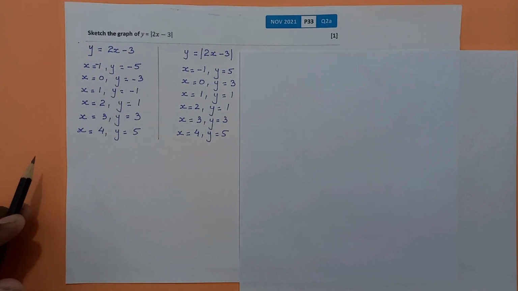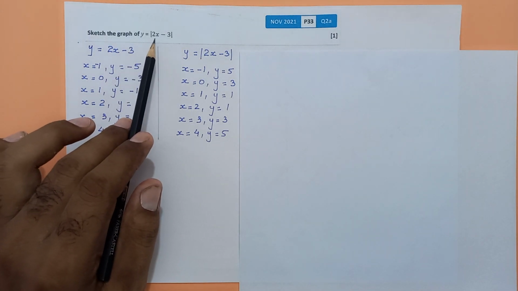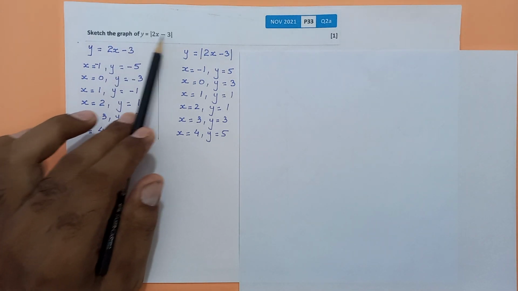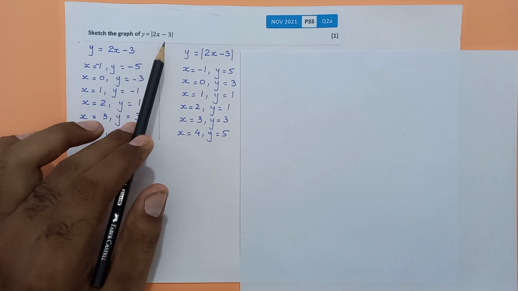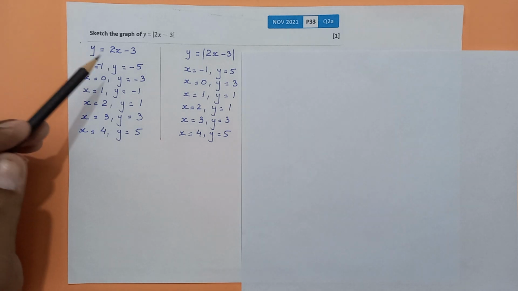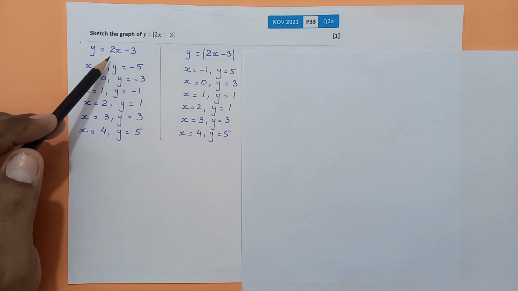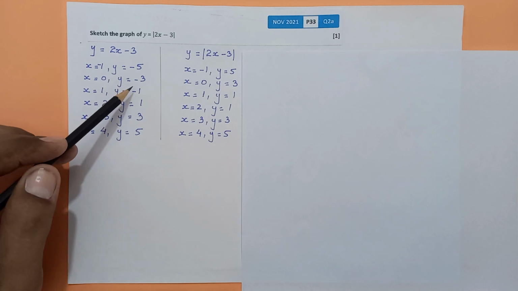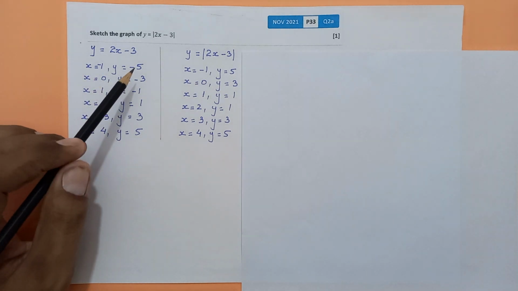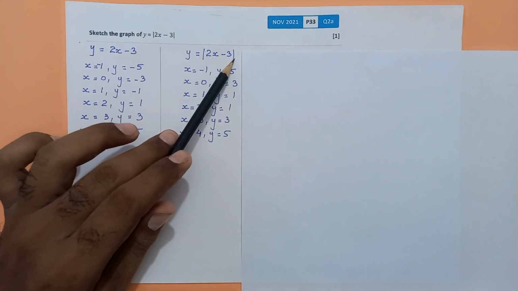Hello everyone. We have a question where it says: sketch the graph of y equals modulus of 2x minus 3, and we have a modulus sign we have to sketch. Very simple, very easy. What I have done is that I have found two different sets of values of x and y. One is without a modulus sign and one is with a modulus sign.